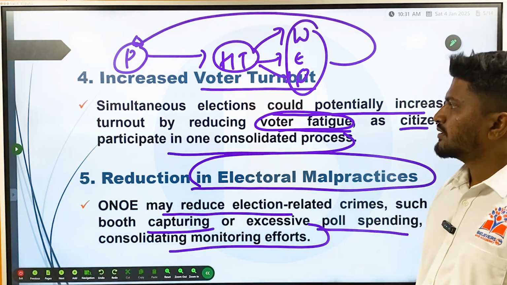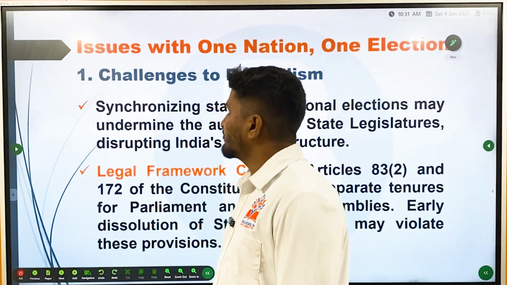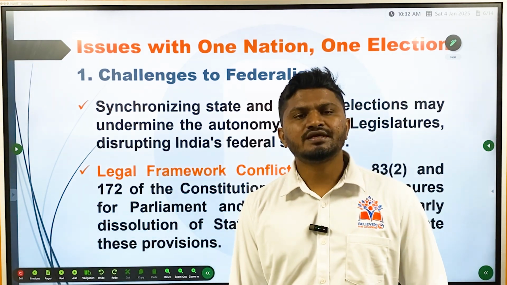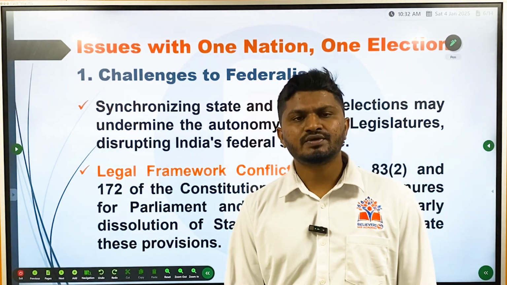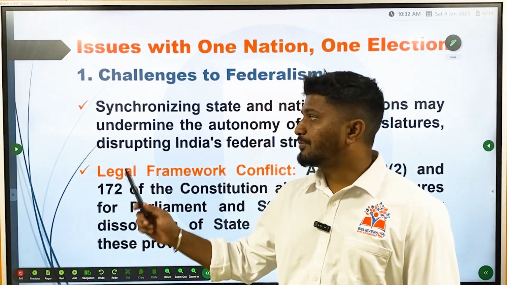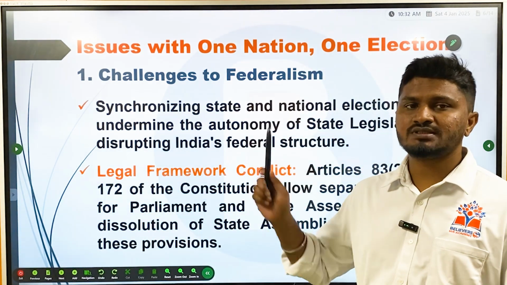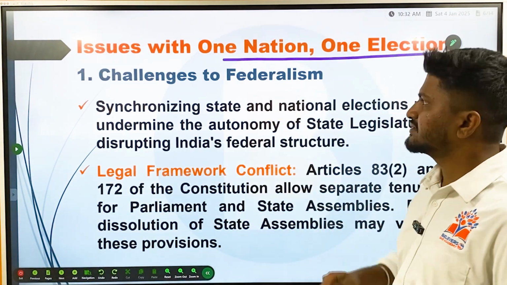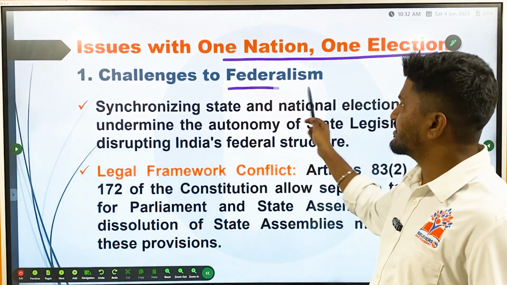Okay, and if these are the advantages, then what are the issues? If it has so many advantages, then why are the opposition parties opposing this scheme? Okay, the issues with One Nation, One Election: there are challenges to federalism.